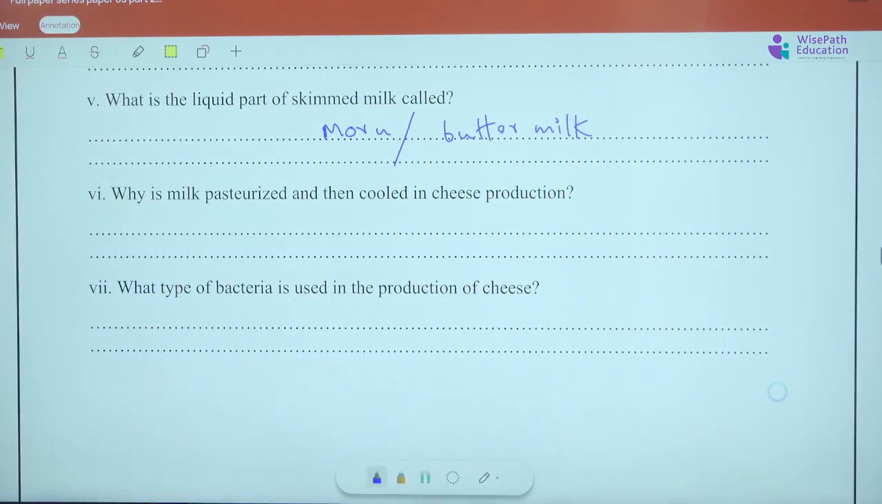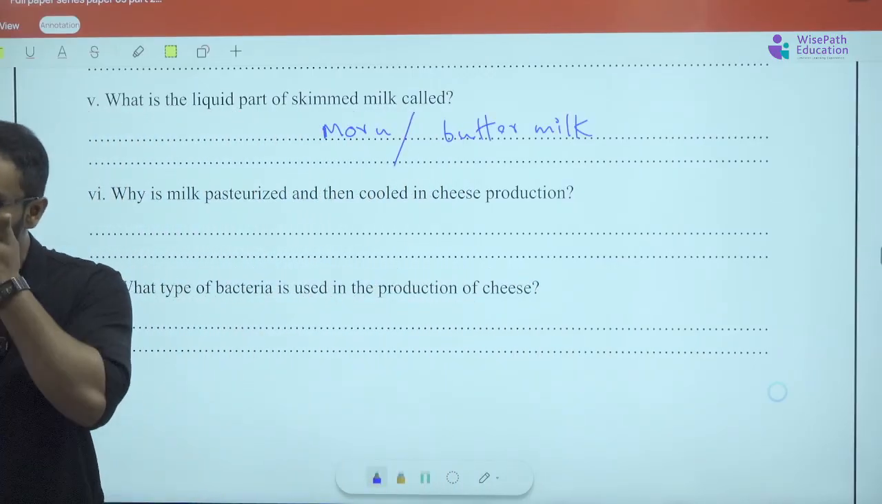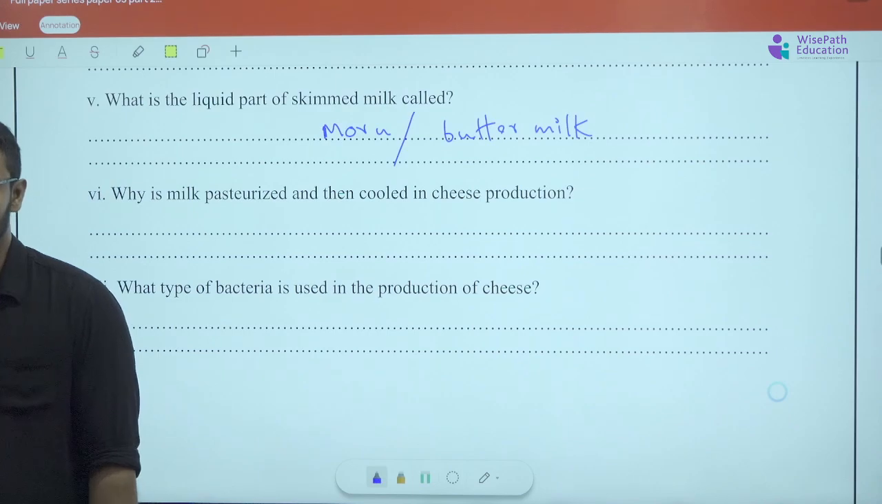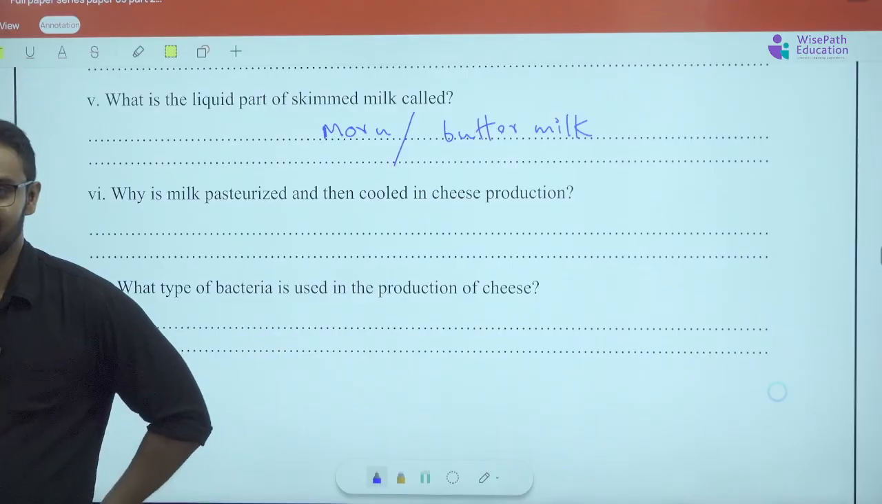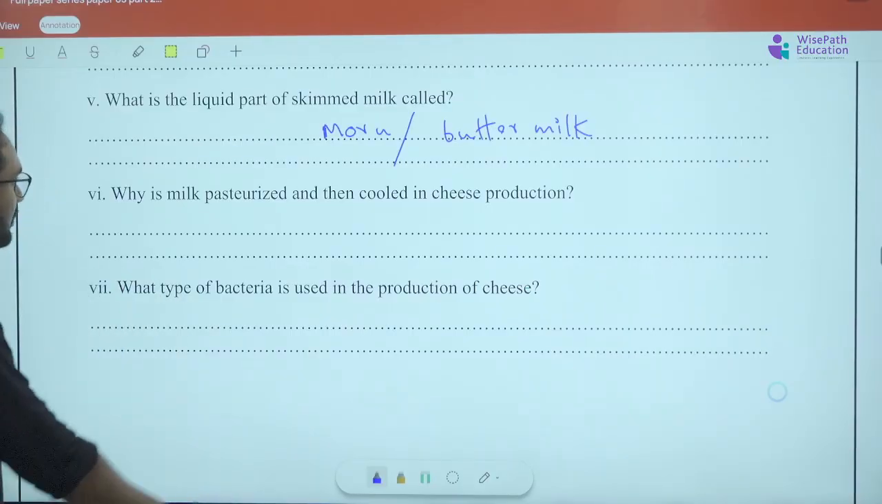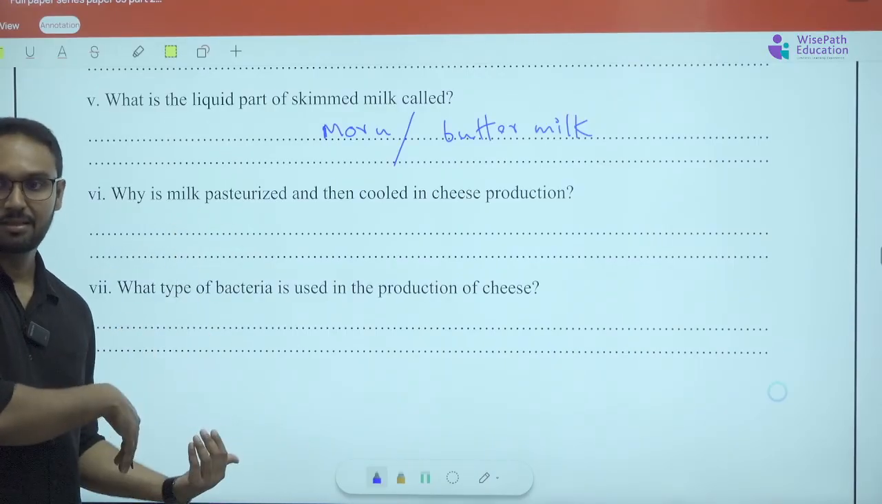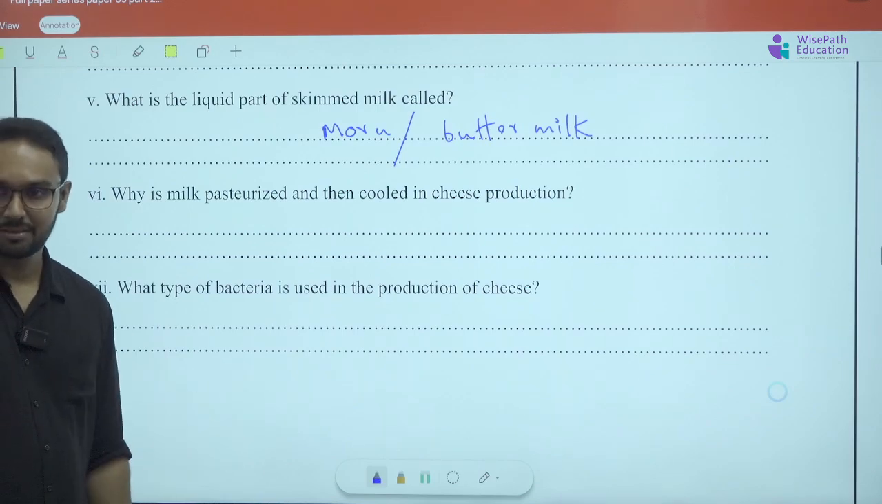Why is milk pasteurized and then cooled in cheese production? Why would you pasteurize something? To remove the unwanted bacteria and the microorganisms. And you cool it. Then you inoculate one of the samples for the reaction to occur. Otherwise, it will die in the heat.